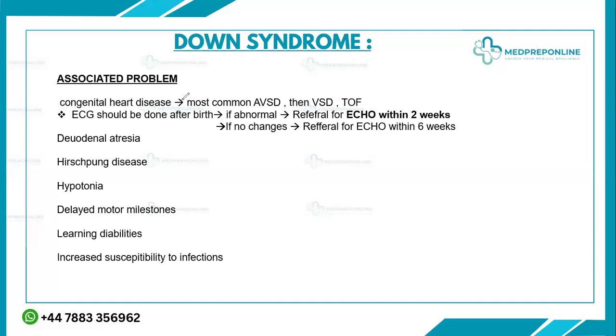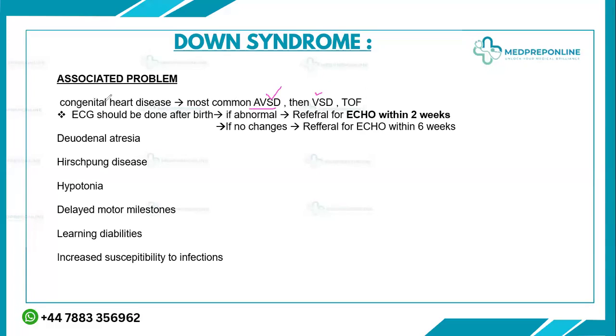Now the most common congenital heart disease is AVSD. Okay, then coming to VSD, and then TOF. You must have done all these in the cardiology chapter, how they present: VSD, AVSD, and TOF. So in the AKP exam, the question can come like: a child has Down syndrome and has these features, and then you have to dig out what type of congenital heart disease they have. Okay, so that is the topic of the cardiology chapter.